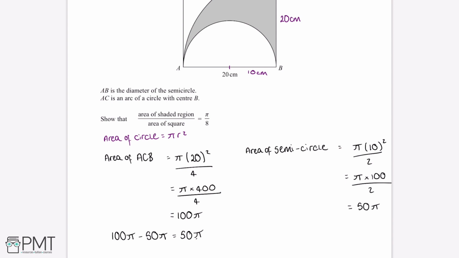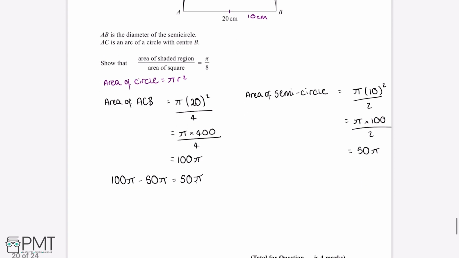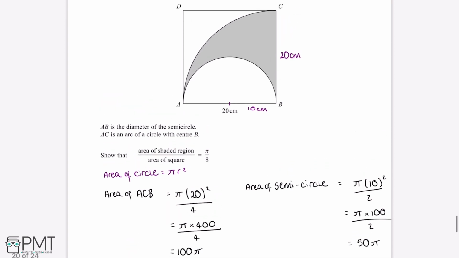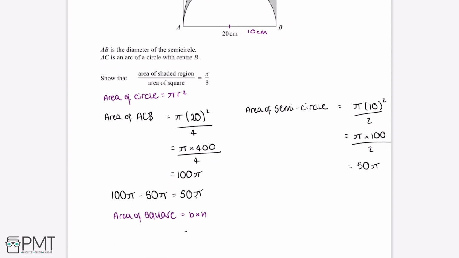So now the final thing we need to do, in order to show that the area of the shaded region divided by the area of the square is pi over 8, we'll need to work out the area of the square. So the area of a square is equal to base multiplied by height. And if we look at our square, this will be equal to 20 multiplied by 20. So this means the area of the square will be equal to 20 multiplied by 20, which gives us 400.